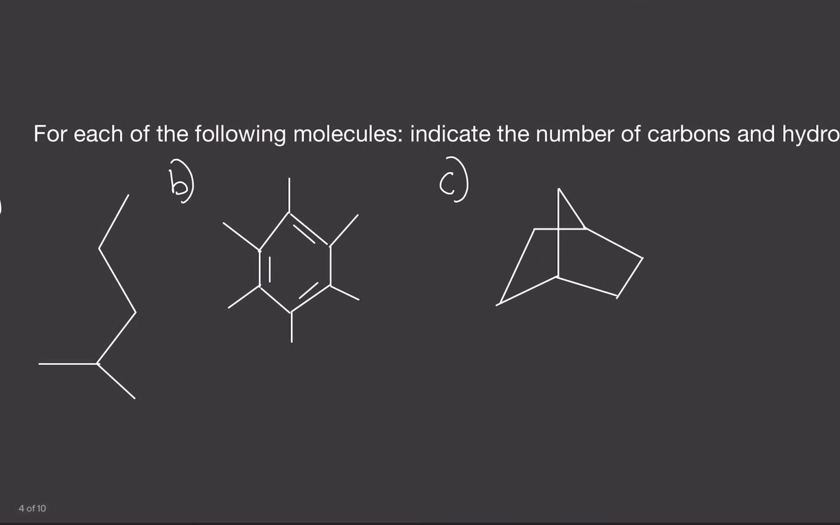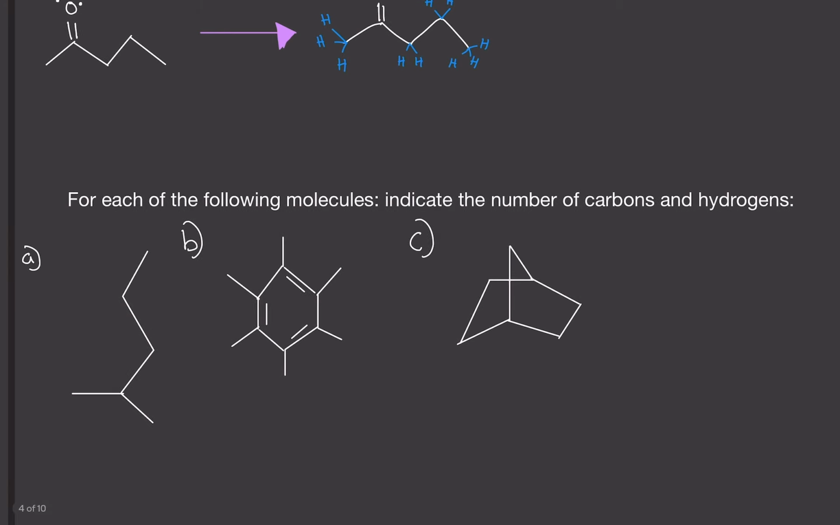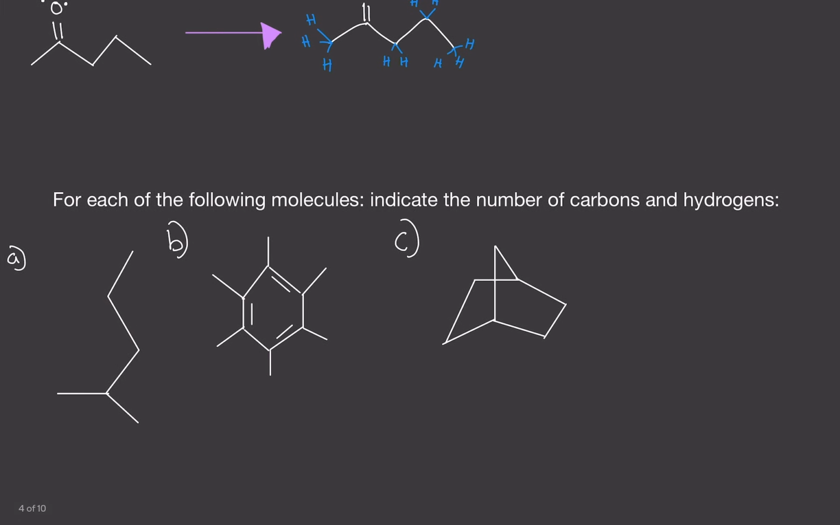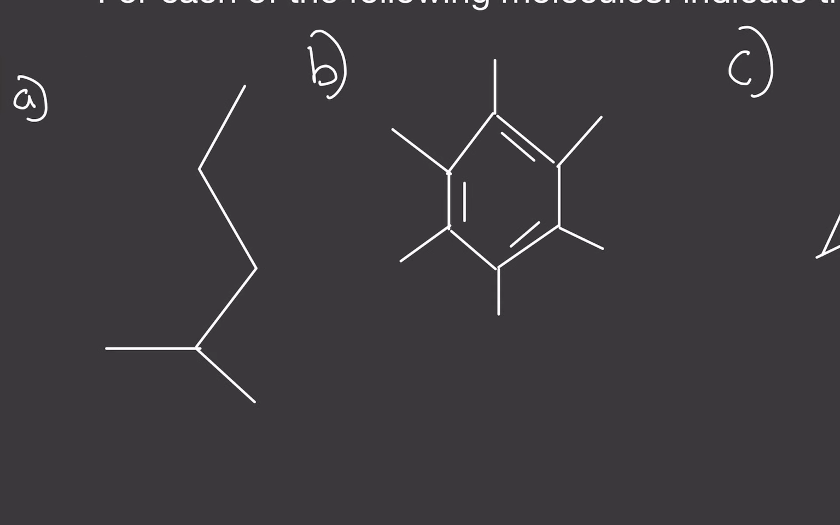Sweet. So let's do some practice problems. This is starting easy, medium, and hard. The hard is not the challenge one, by the way. For each of the following molecules, indicate the number of carbons and hydrogens. Let's do the first one. You can pause the video if you like and try to solve it yourself.